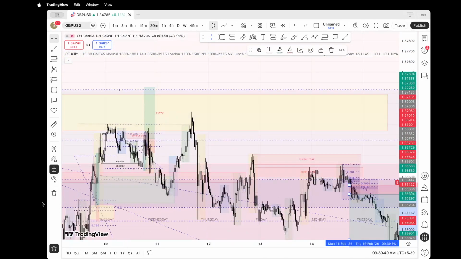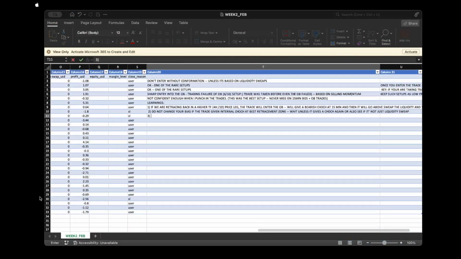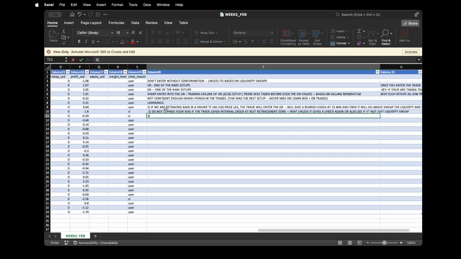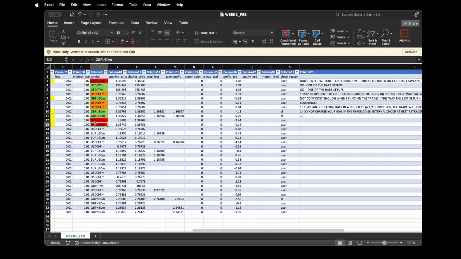I'm just making the same mistake again and again. Okay, let's switch to trading Excel again. So do not change your bias if the trade has given an internal change of character at the best retracement zone. Wait unless it gives a change of character again, and also see if it is not just a liquidity sweep. So you need to be fully present while taking a trade, fully mentally present. So these are the GBP USD learnings; next is USD CHF.